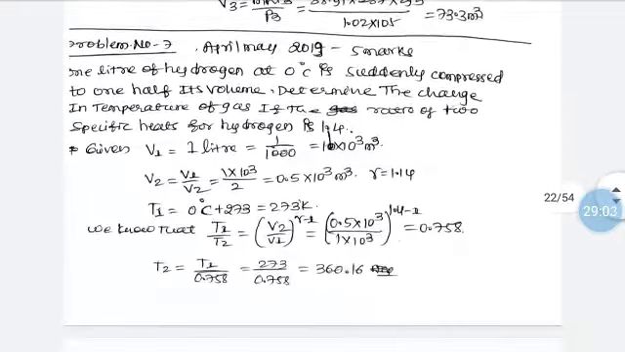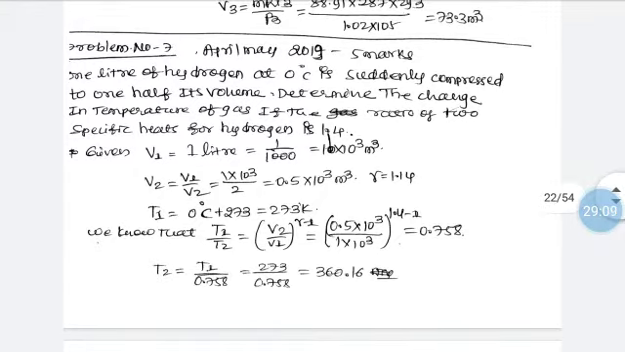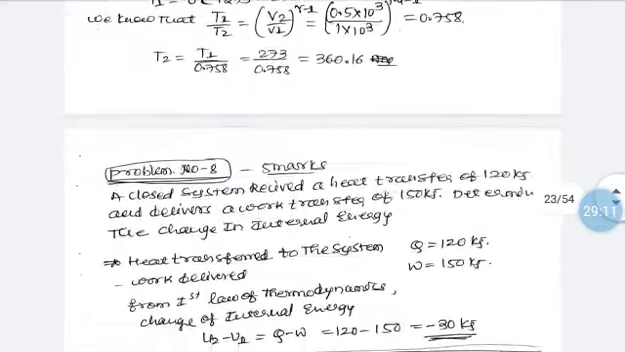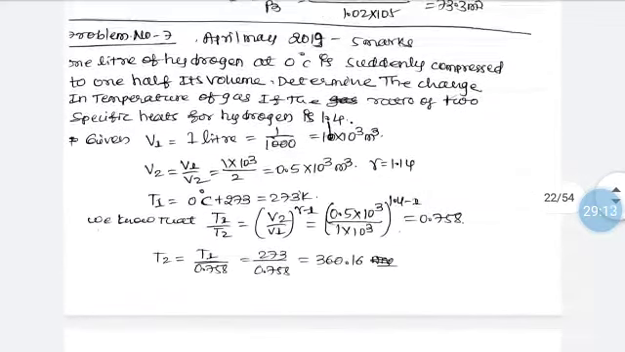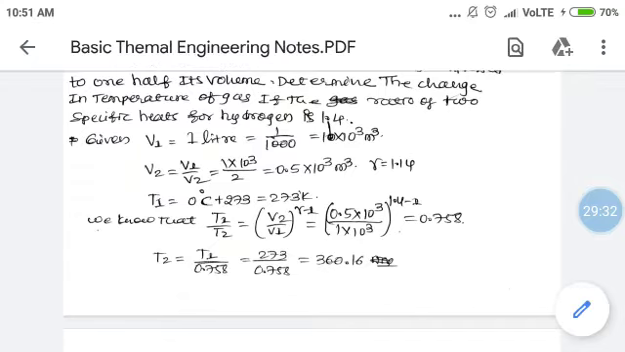Next, problem number 7, that is April-May 2019, 5 marks. So it is one more question, so we will discuss it here. 1 liter of hydrogen at 0 degree Celsius is suddenly compressed to one half of its volume. So we are compressing 1 liter of hydrogen which is at 0 degree Celsius.